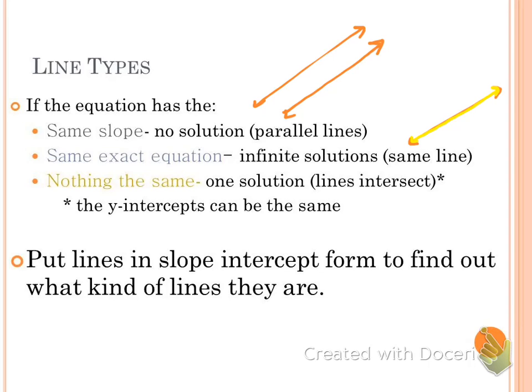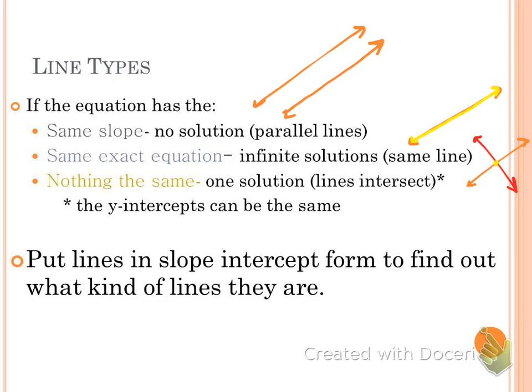Then, lastly, I would have lines like I did in lesson 7.1, where I graphed the first one and then graphed the second one, and they had a nice solution right here where they crossed. So what I want to do is figure out what type of lines they are and how many solutions they have.